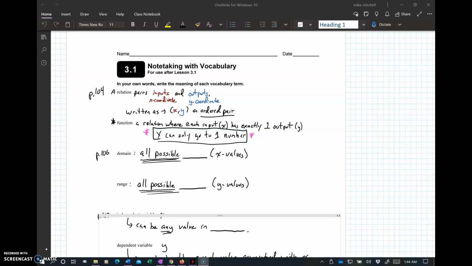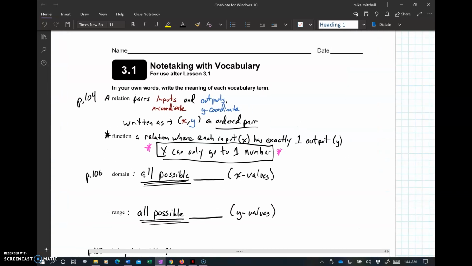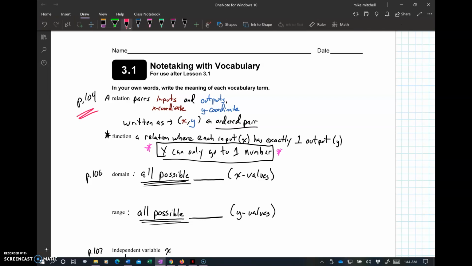This section is on functions and relations, a little bit of important terminology. I would look at the book starting on page 104, which you see mentioned over here. There's more detail in there, more examples to look at. I highly recommend doing that, especially when we're going through these notes.